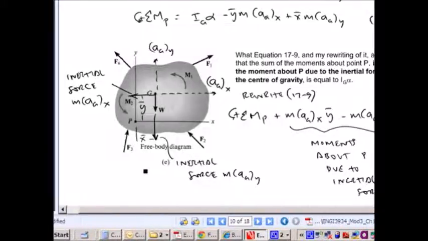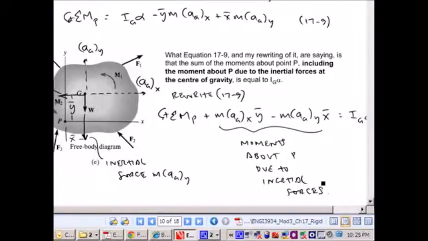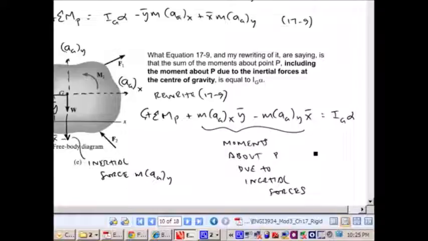Again, inertial forces we never draw on the free body diagrams when we're using Newton's law, F equals ma. But if we want to take moments about a point P that's not the center of gravity, or a point P that's moving, we can take moments about P as long as we include the moments about P due to the inertial forces. And then all that stuff equals Ig alpha.